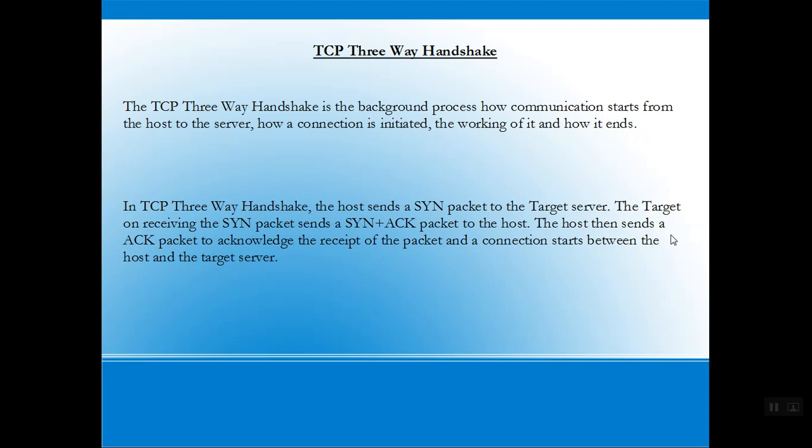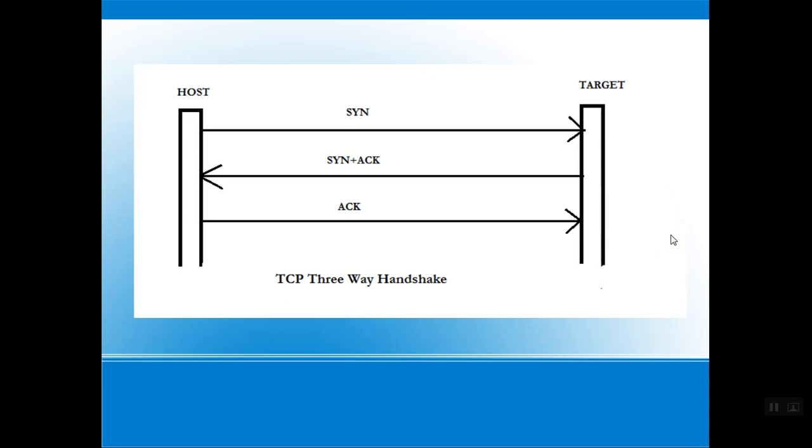Now let us understand the TCP three-way handshake. The TCP three-way handshake is a background process of how communication starts from the host to the server, how a connection is initiated, the working of it, and how it ends. Let me explain the TCP three-way handshake in a diagrammatic way. The host sends a SYN packet to the target. The target in response sends a SYN plus ACK packet. The host will now send an acknowledge packet. This is the whole process of TCP three-way handshake.